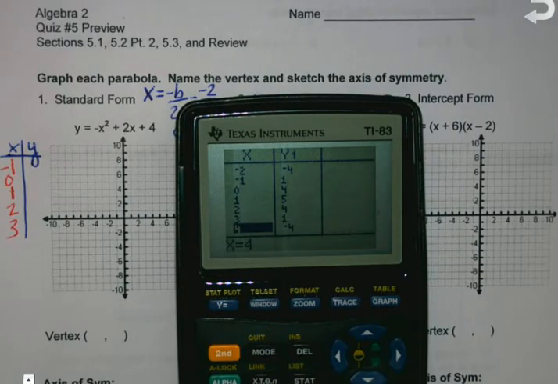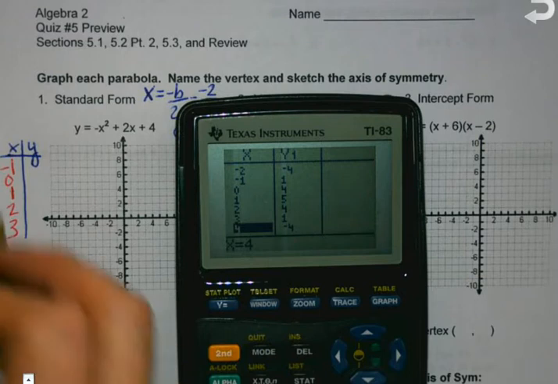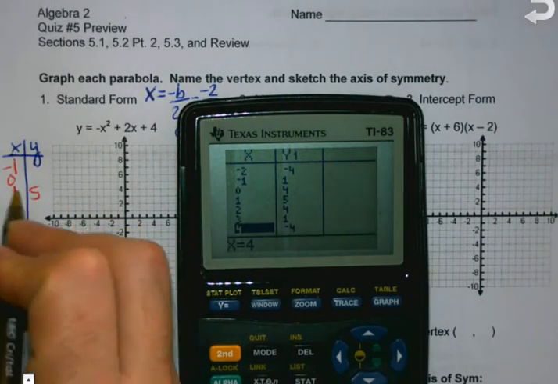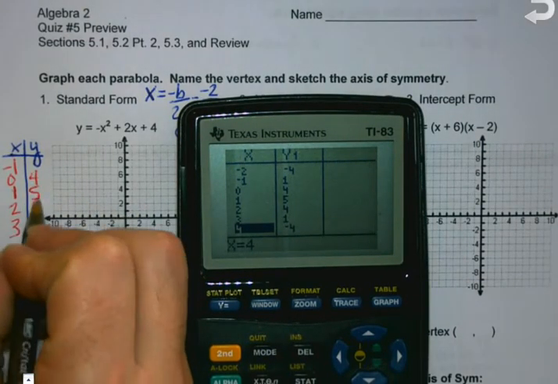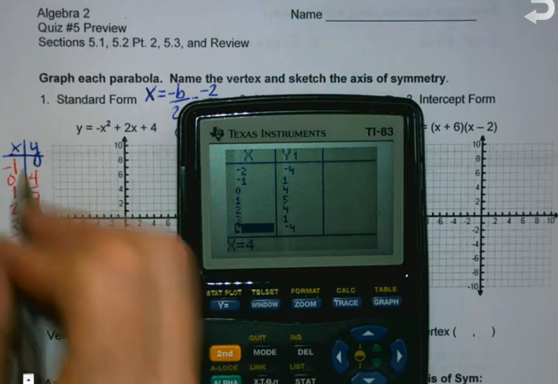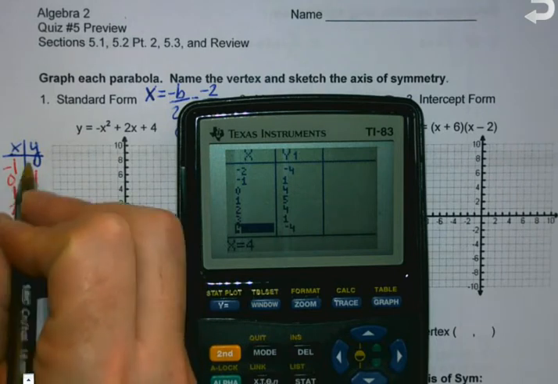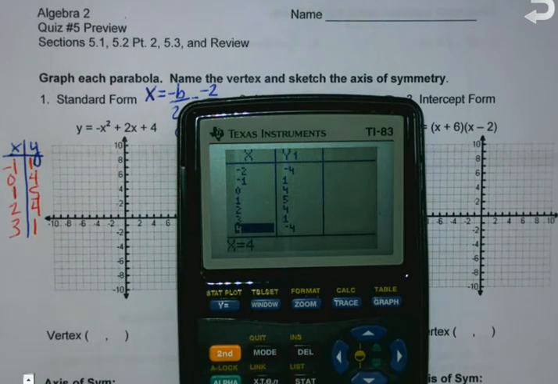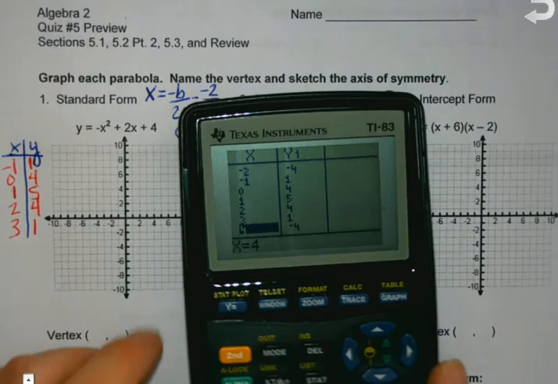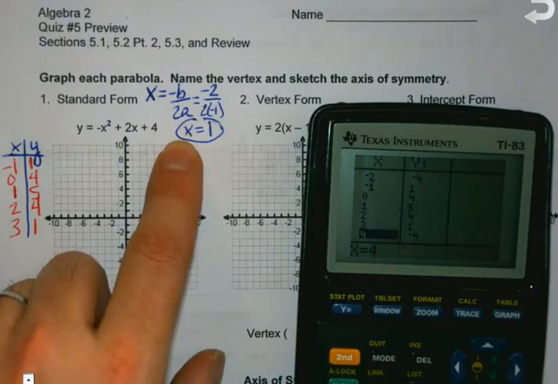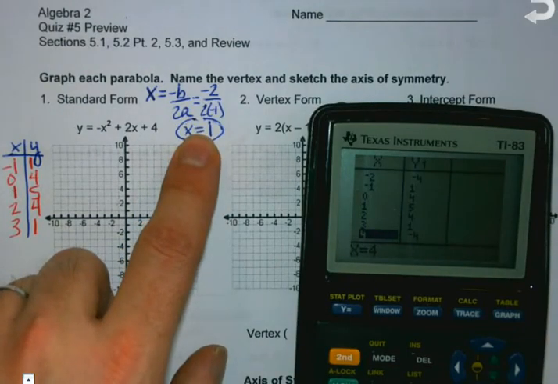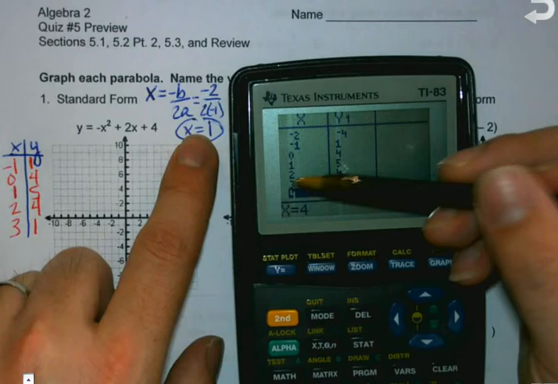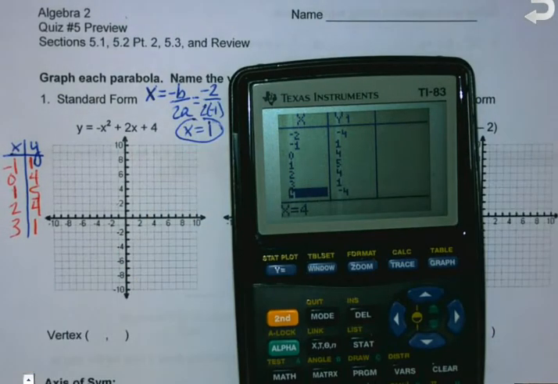Yes. So here, I've got 1, 5, and then my 0 and my 2 are both 4, and my 3 and my negative 1 are both 1. So the only thing I really had to calculate here was the x value of the vertex. Because once I knew where that midpoint was, I knew once I put it on the calculator and got that x value in the middle, I would see the symmetry that I was looking for.